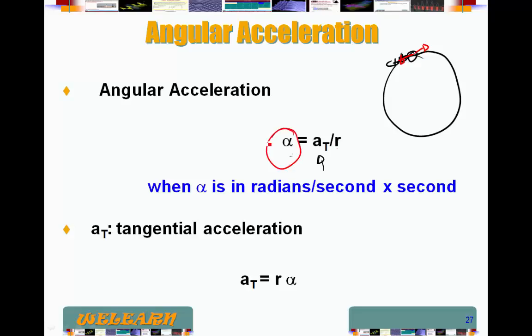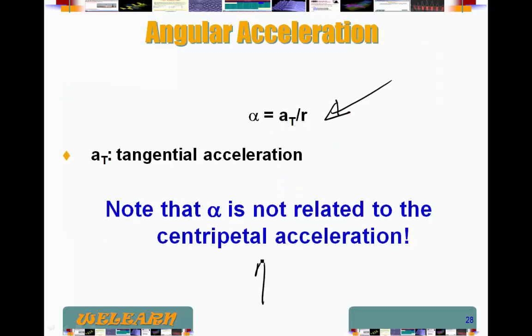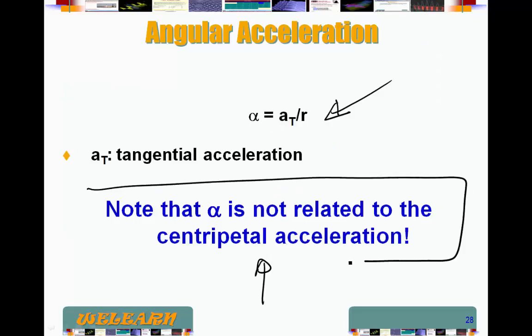So a change in angular velocity or in rotational velocity has to correspond to the object speeding up along the circle or slowing down. So that's why it has to be the tangential acceleration. It has nothing to do with the centripetal acceleration. It's not related to that. That's very important. Alpha is not related to the centripetal acceleration. It is related to the tangential acceleration.